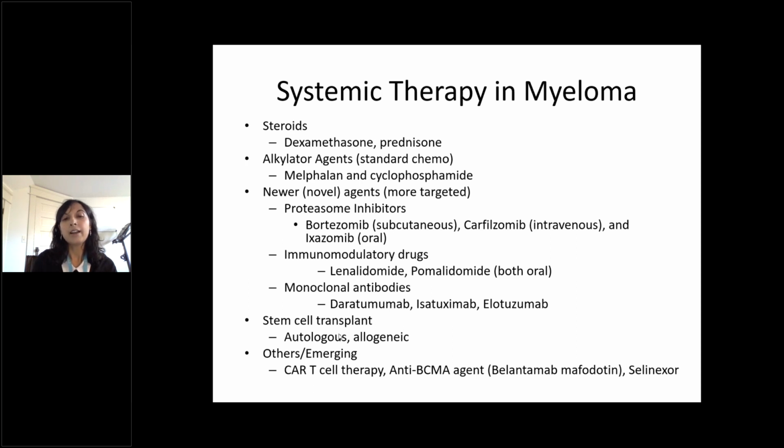And then finally, there are some new emerging therapies that are showing a lot of promise, but at the moment are not used in a standard way in clinic. So that includes CAR T-cell therapy, antibody drug conjugates, which are basically antibodies that are tagged onto some chemotherapy, and it just allows easier delivery of chemotherapy in a more targeted way to the plasma cells. And then some other drugs that are used in combination with existing agents.